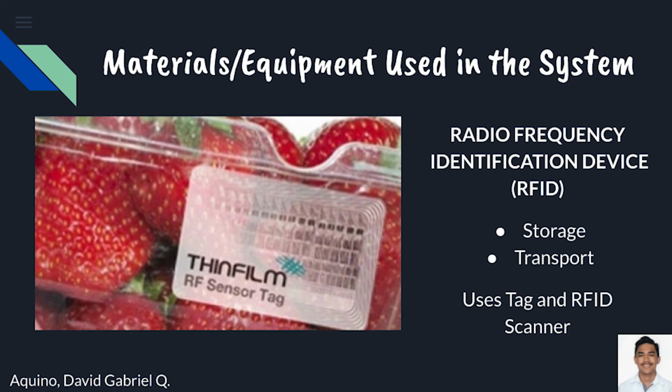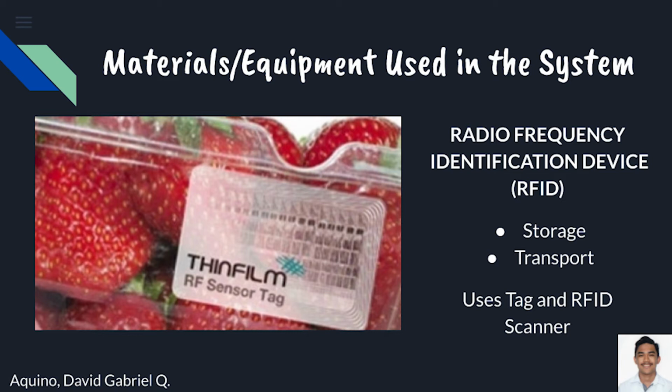I am David Gabriel Aquino and I'm going to discuss the materials used. Number 1. RFID-based sensor system. Most of the previous sensing systems discussed focus on the quality of the fruits or fruit products, but there's still significant data that can be collected from the fruit container itself.